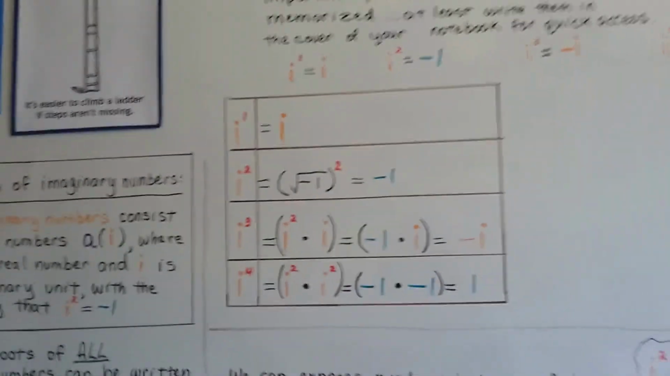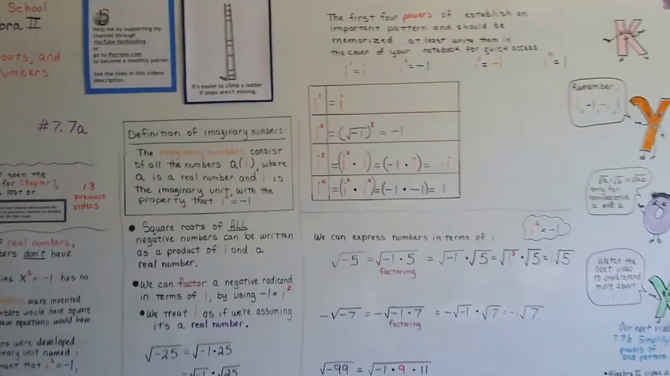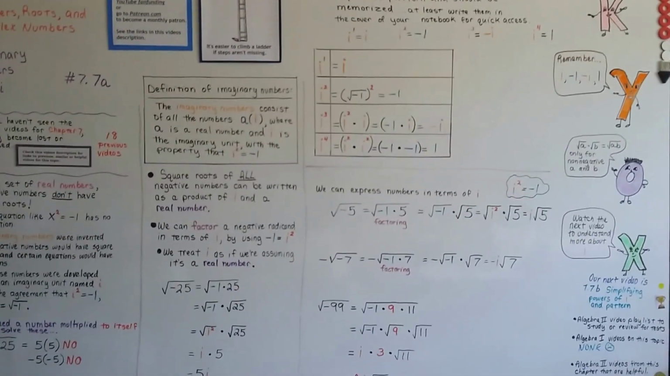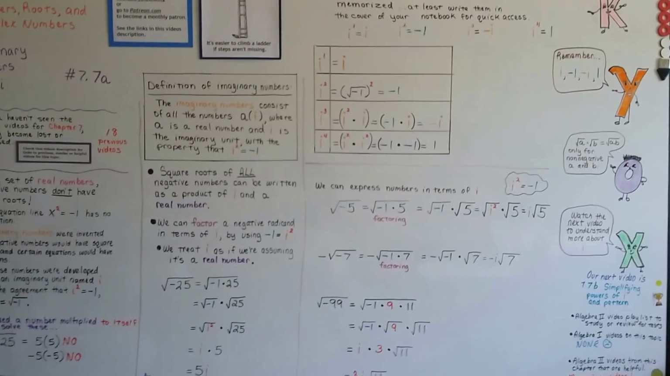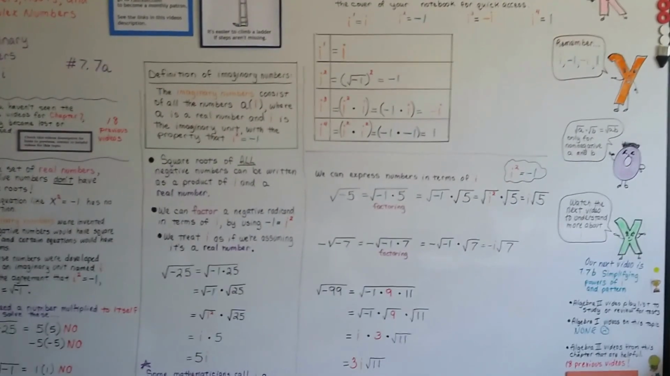Okay? All right, so let's talk about the patterns that we can make with these imaginary numbers i, and how you can figure out what i to the 37th power would be, to any power, okay? I'll show you a trick and show you how.